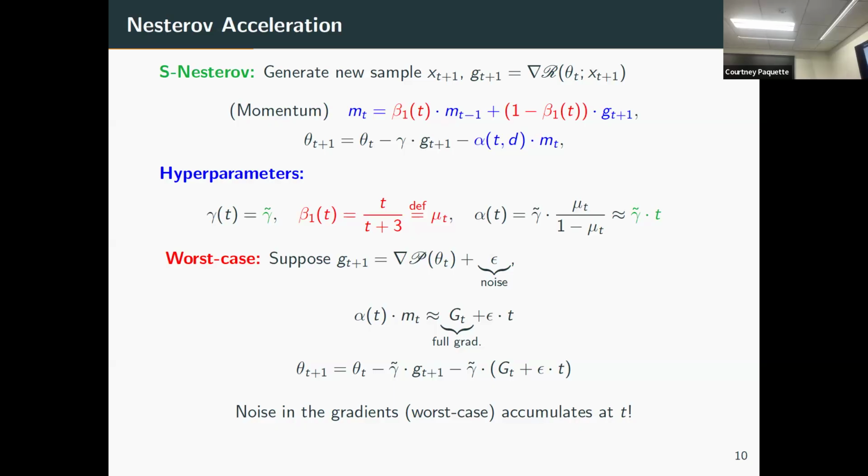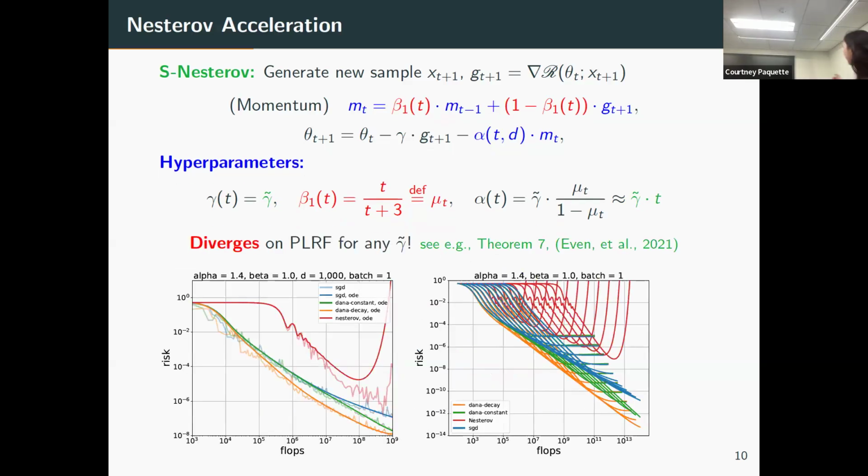And the issue is that you only have one hyperparameter to choose. So that hits both of these because of the way that Nesterov is set up, and you can't do it. You would choose a hyperparameter to do it, but then you're going to kill off one of these two terms. And the result of that is that you get instability. So even if you were to choose it so that you're controlling all the noise, you can actually provably show that there is no choice of gamma tilde for which you gain stability on the power law random features model.